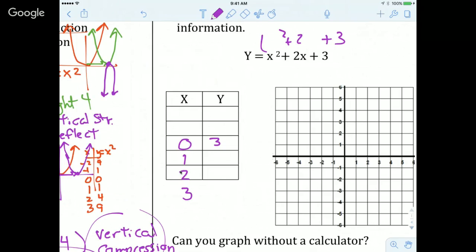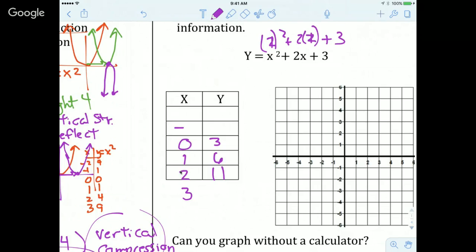And if we plug in 1, and you know, at some point you should be able to start to do this mentally. 1 squared is 1. 2 times 1 is 2. Plus 3. 1 plus 2 plus 3 is 6. We plug in 2. 2 squared is 4. 4 plus 4 is 8. 8 plus 3 is 11. So what's happening with these numbers? They're getting bigger.